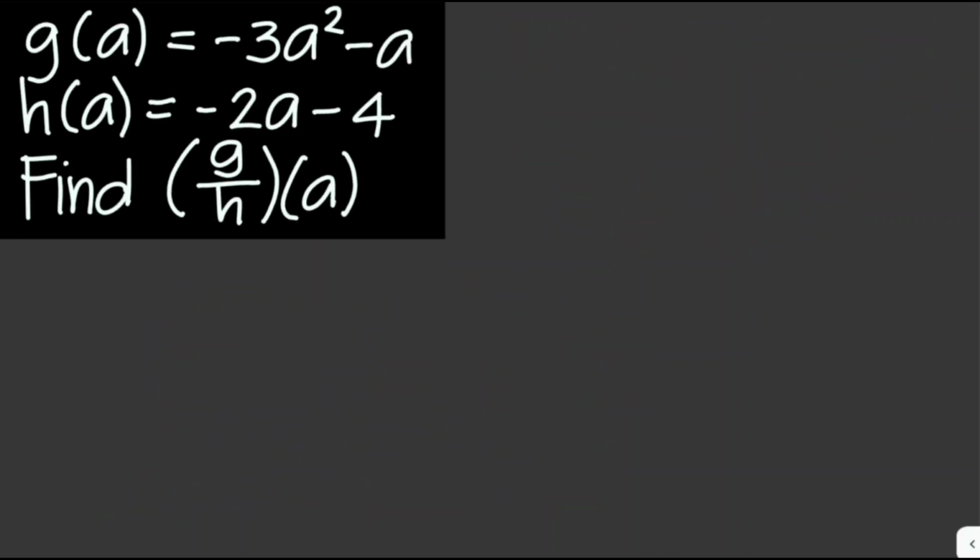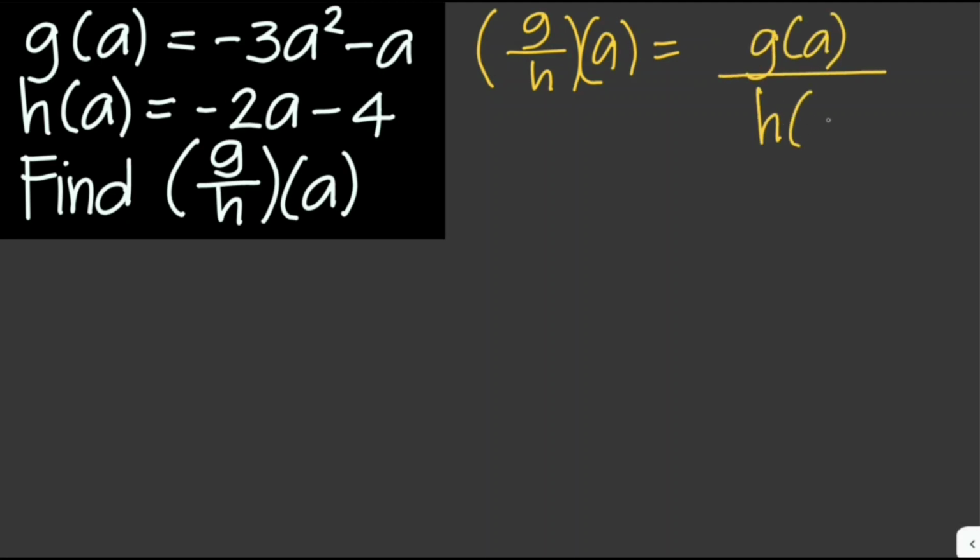Okay, let's solve another problem here. We're given two functions g of a and h of a, where g of a is equal to negative 3a squared minus a, and h of a is equal to negative 2a minus 4. We just have to find g over h of a. G over h of a is just equivalent to g of a over h of a.